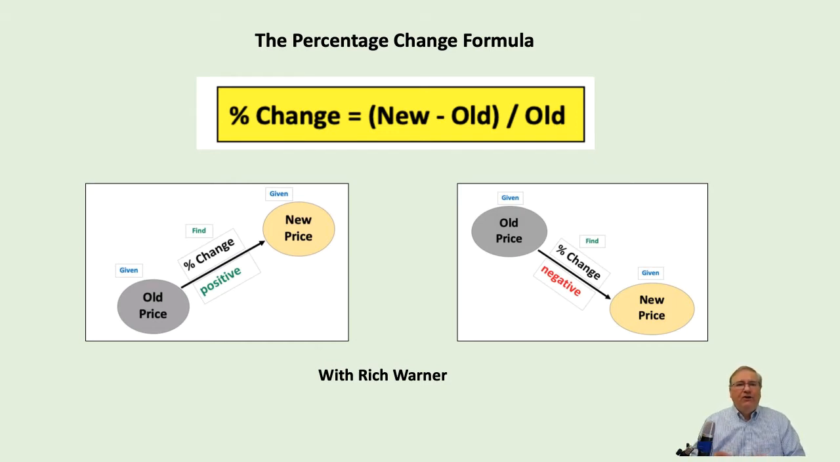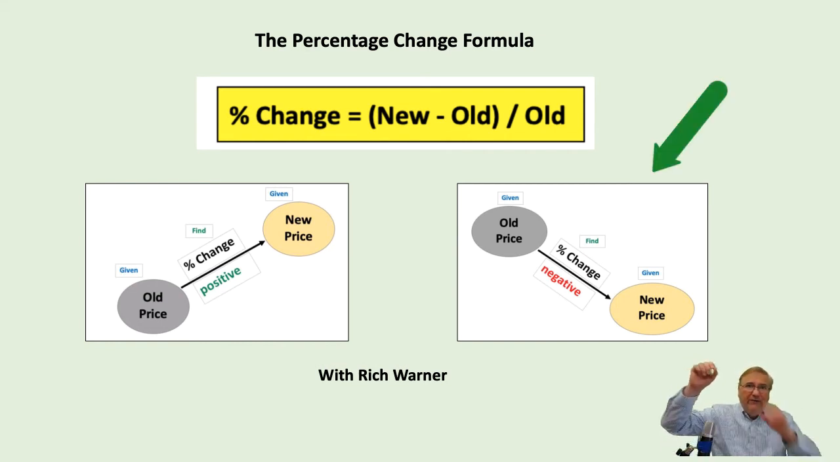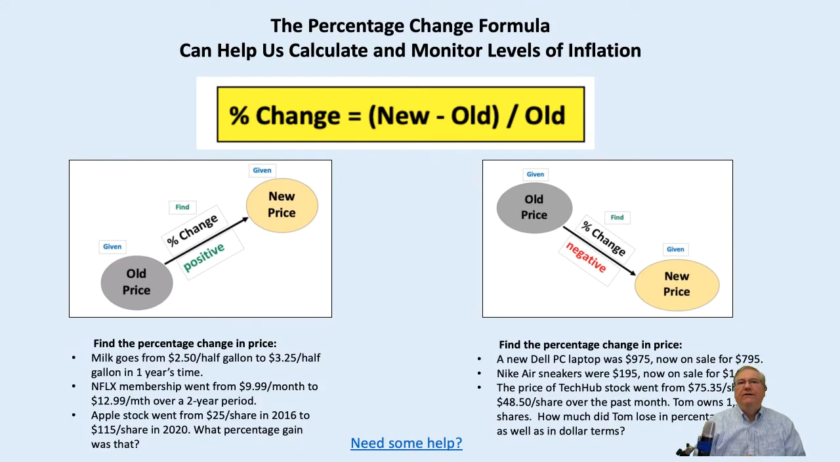So that's a very important point to start off with. Whenever the valuation goes up in value from an old number to a new number, it's going to be a positive percentage change, and the reverse is true too. If you start with a higher price and then you descend to a lower price, you're going to have a negative percentage change.